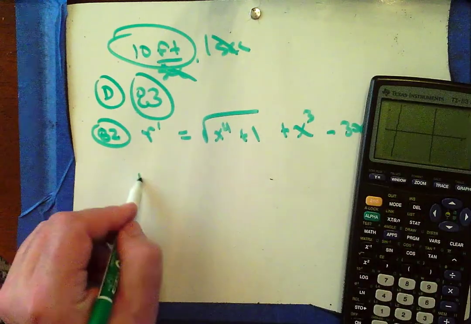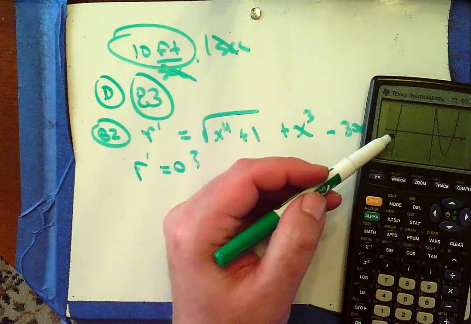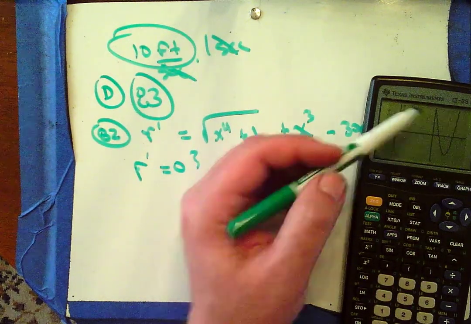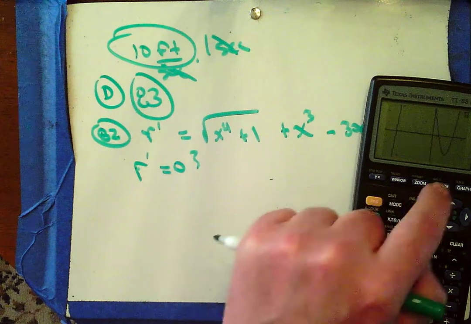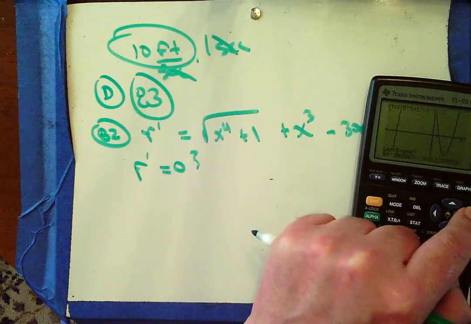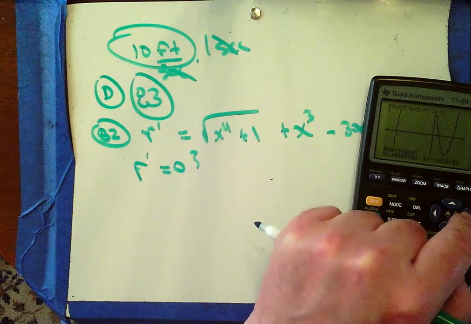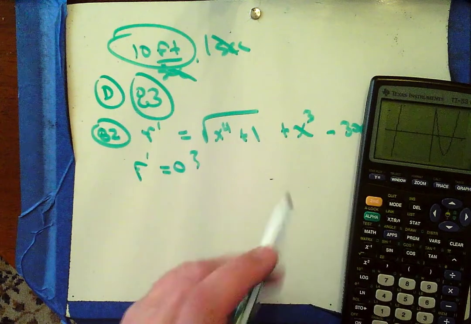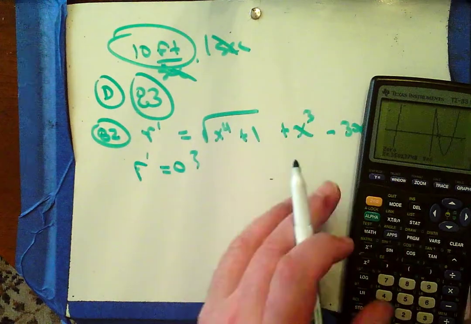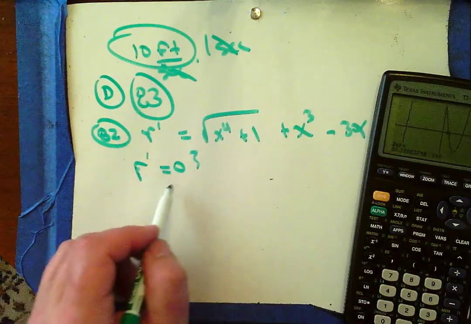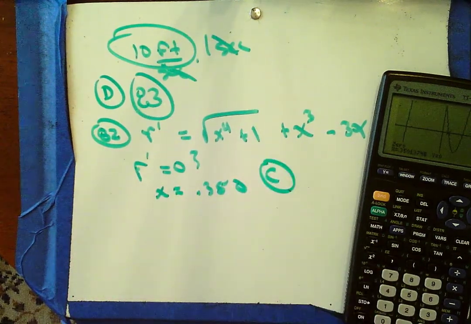So I'm going to make my viewing window go -3 to +2. Graph. When is f prime equal to 0? That seems to be a minimum over here in negative land, but I'm looking for a max. At a max, f prime would go positive to negative, so I'm looking for this point here. Second, calculate 0. Alright, so my maximum occurs at, that looks like 0.350. X equals 0.350, and that's choice C for number 82.